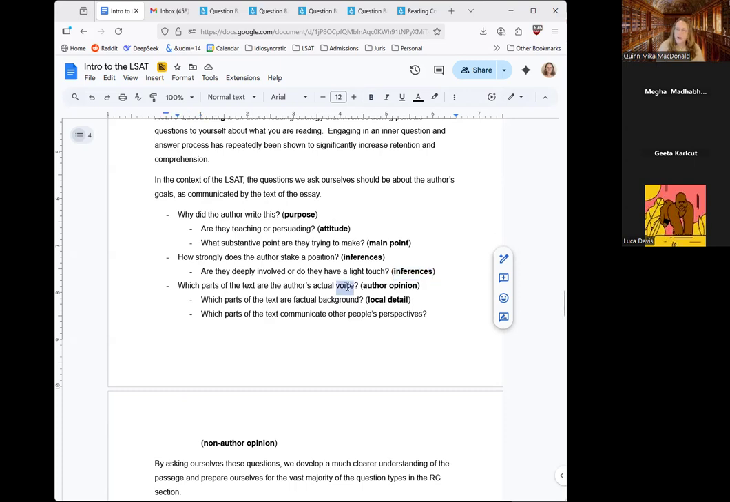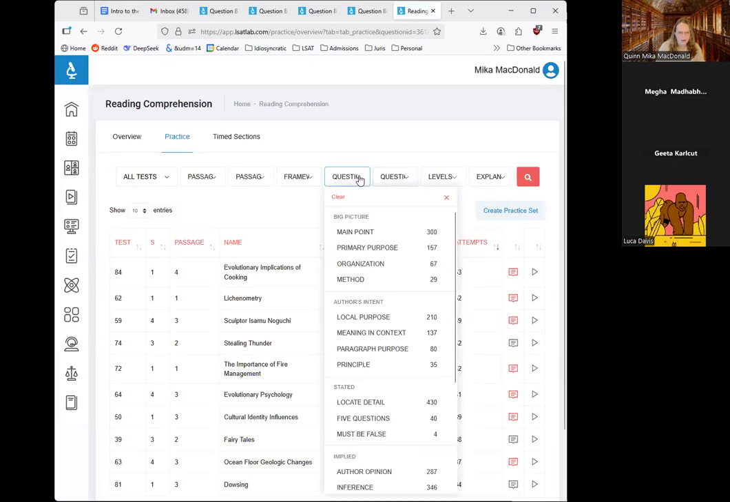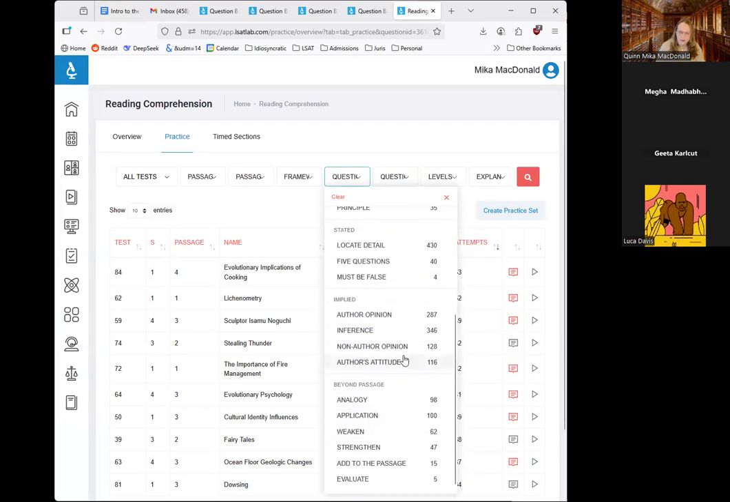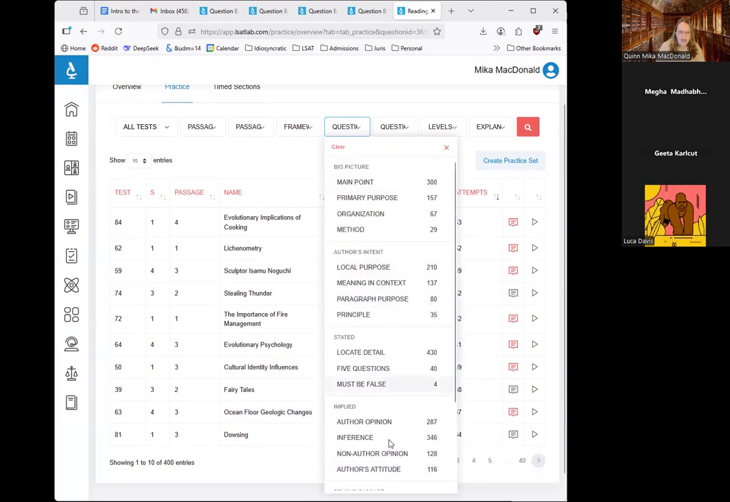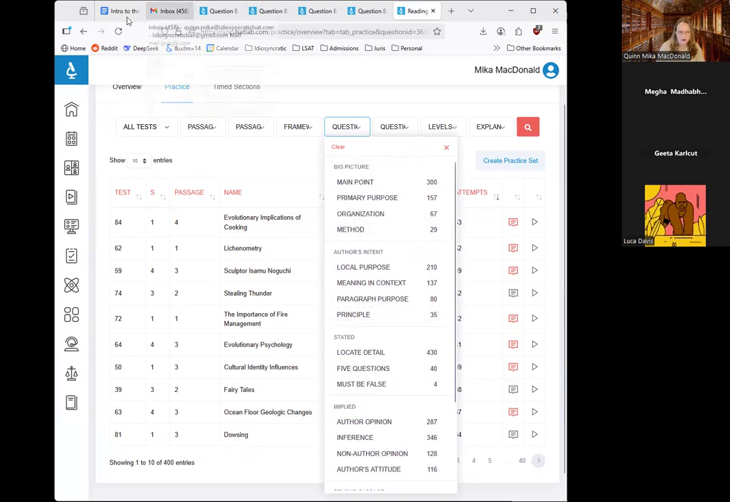We also need to ask, like, where in the text is the author's voice coming through versus which parts of the text are factual background, i.e. detail-oriented questions we may need to answer, and which parts of the text communicate other people's perspectives, and that would be like non-author opinion questions. So you can see how each of these active questioning strategies, each of these questions, really does help relate back to actual question types, right? So if you're going to engage in active questioning, do it in a way that really corresponds to what the test is looking for.